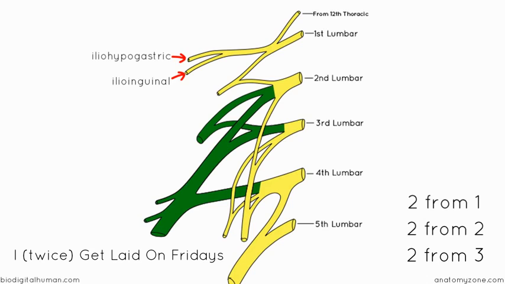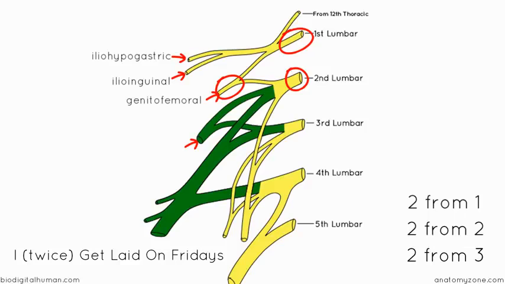So next in the mnemonic is 2 from 2. So we've got 2 nerves coming from 2 roots. So if we go back to the first mnemonic, we know that after the iliohypogastric and the ilioinguinal nerve, we've now got the genitofemoral nerve. So this nerve here is the genitofemoral nerve, and it comes from the anterior rami of L1 and L2.